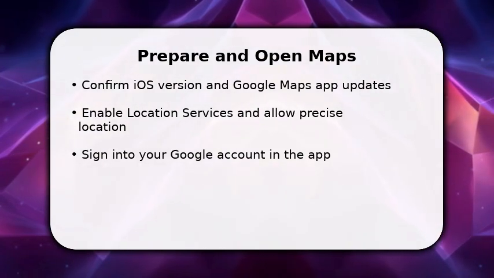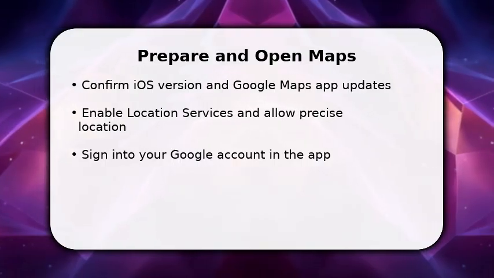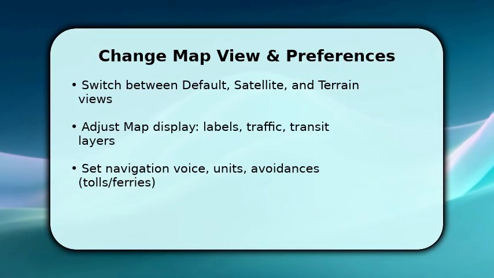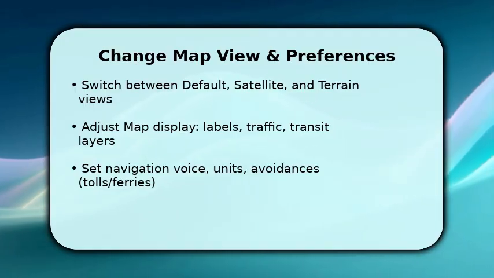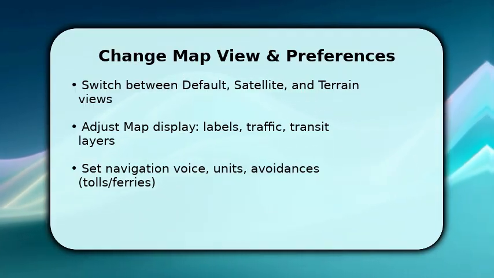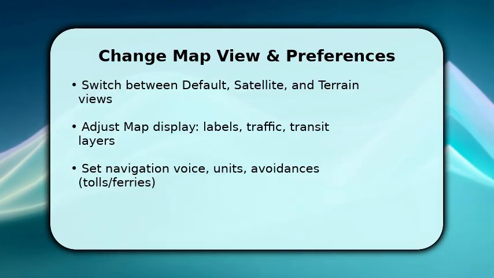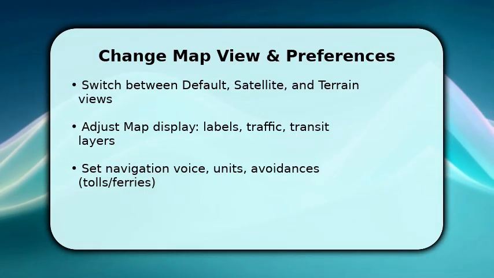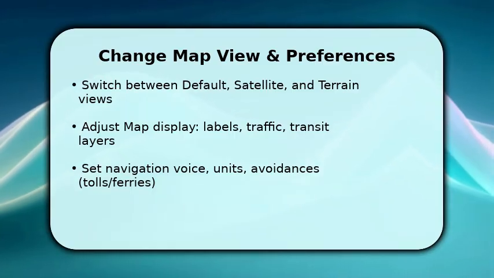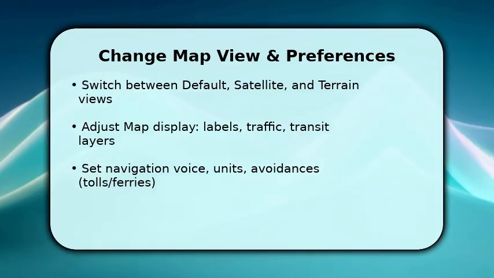Now you'll change the visible map and navigation settings. Tap the Layers button to pick Default, Satellite, or Terrain. Satellite shows imagery, Default highlights roads and businesses for easier navigation. Make sure to toggle traffic and transit layers when you need live congestion or public transport info. These layers help route selection.